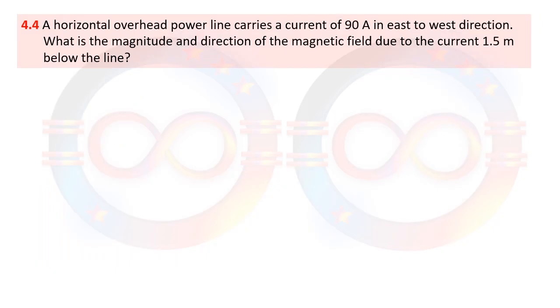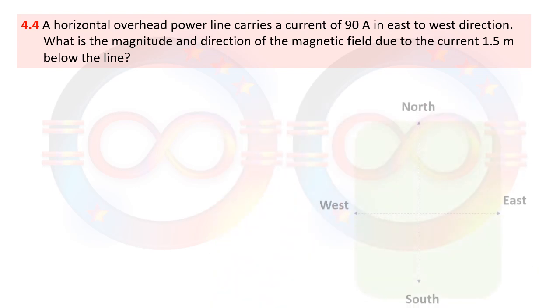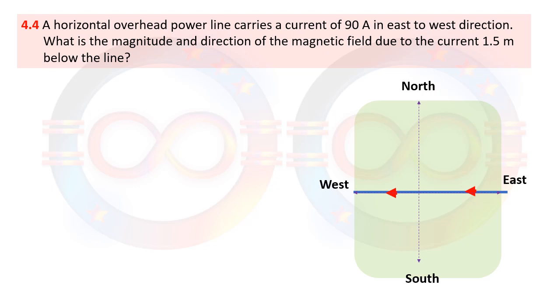Question number 4. It is saying a horizontal overhead power line carries a current of 90 ampere. This kind of wire we can see is carrying a current of 90 ampere in the east to west direction. Again, we will take the direction of the current from east to west. The current is 90 ampere and we have to calculate the field at a distance 1.5 meter below the power cable line. So this is perpendicular downward, as you can understand in the 3D concept. It is 1.5 meter from the power cable.